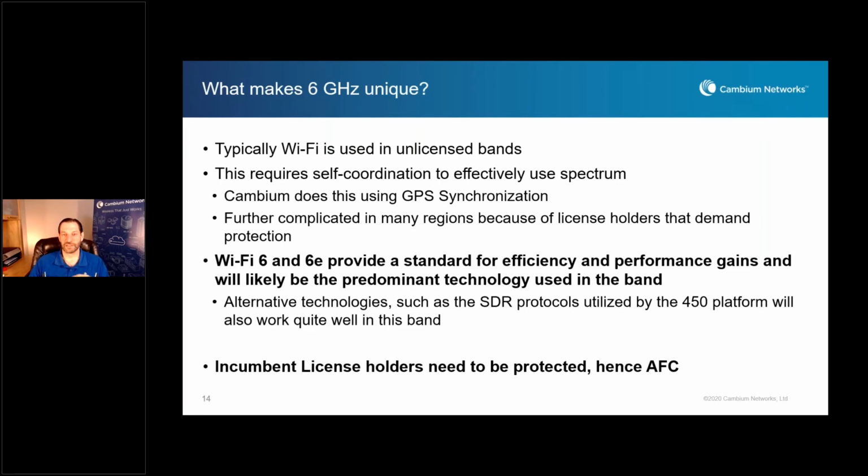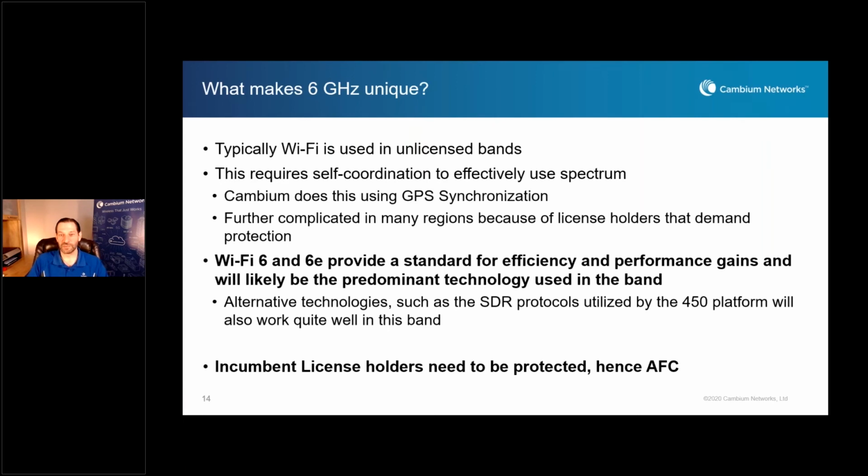Wi-Fi 6 and 6E provide this new standard that does help with efficiency and performance and will likely be the predominant technology. I think Wi-Fi 6 in the 6 gigahertz band will be used most often around the world. However, again, I'm going back to the 450 platform, which I manage, so I'm a little biased toward that. But I think the SDR and the capabilities and the performance of that platform, we are going to adapt into the 6 gigahertz band. And I think that will provide an alternative technology that will outperform what's available in Wi-Fi 6. We can do lots of really technologically cool things with that protocol, with that technology that you otherwise can't do with a standards-based chipset.